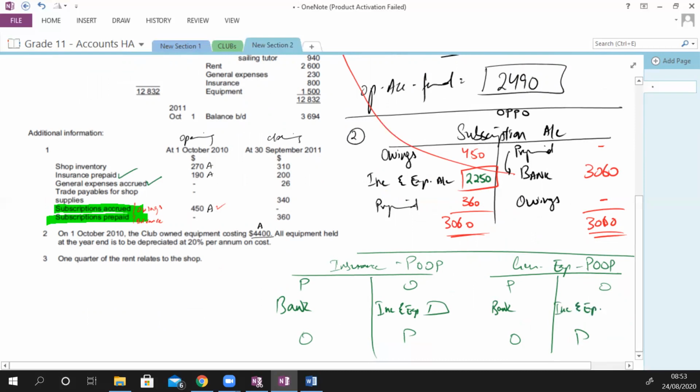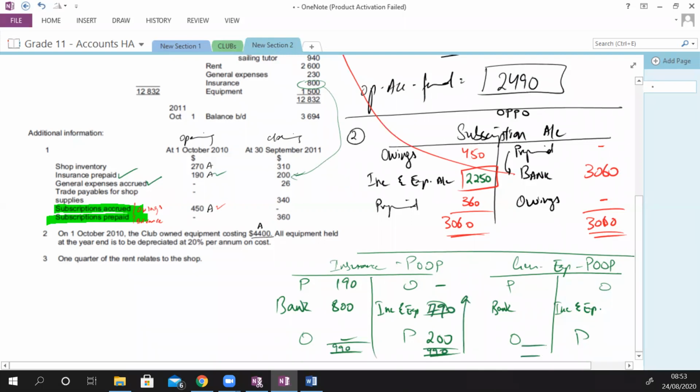ठीक है। Now insurance, it was a prepaid. Insurance में opening prepaid was 190, closing prepaid was 200. तो इसमें owings कुछ भी नहीं था। ठीक है। During the year insurance paid was 800 from the payment account, तो ये calculate हो जाएगा। This is 990. 990 minus 200 is 790.